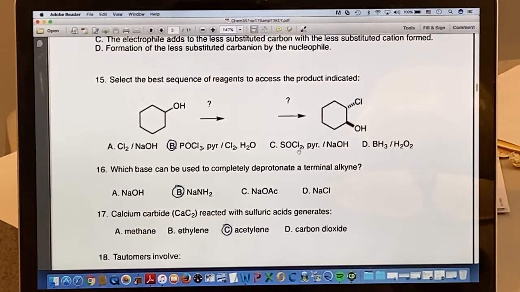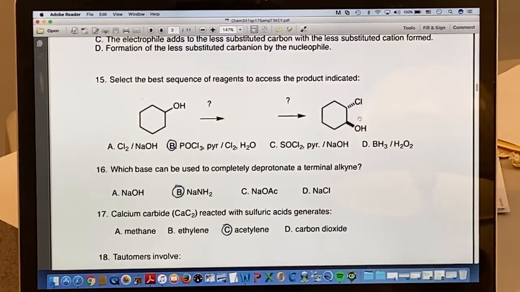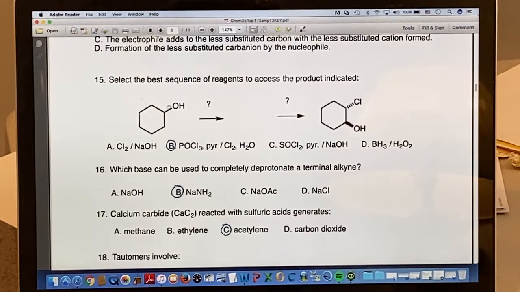Let's examine the others though. SOCl2, thionyl chloride. Yeah, that'll form the chloride here. And then base will do what? It'll just eliminate to the cyclohexene, not the chlorohydrin. Okay. And look, here's another nonsense combination: borane and peroxide with an alcohol. No, we use that with alkenes and then oxidize the borane to alcohols. Okay. So D is a no-go, A is a no-go. I think you can see that. This one doesn't lead to the product, C.